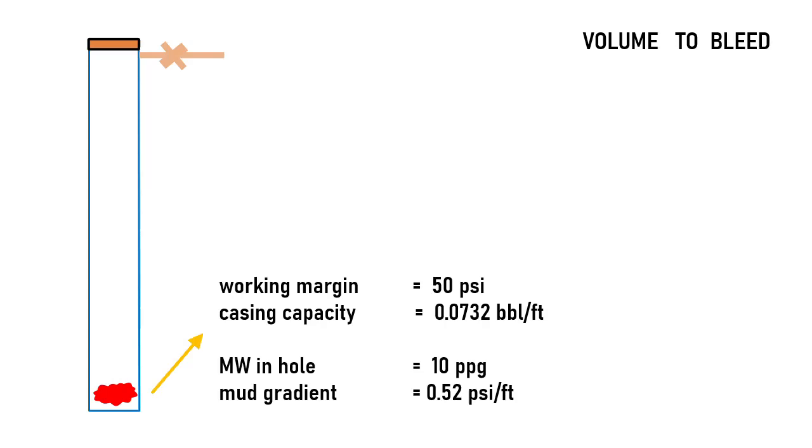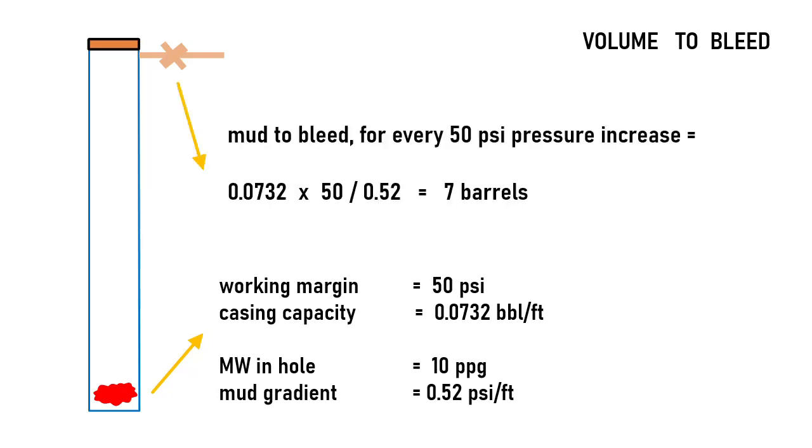Example: working margin is 50 psi, casing capacity is 0.0732 barrels per foot, and there is 10 ppg mud in the hole, or mud gradient is 0.52 psi per foot. Then the volume to bleed, for every 50 psi increase in casing pressure, is 0.0732 multiplied by 50, then divided by 0.52, equal to 7 barrels.